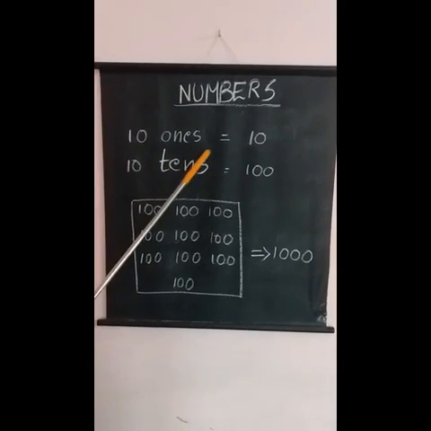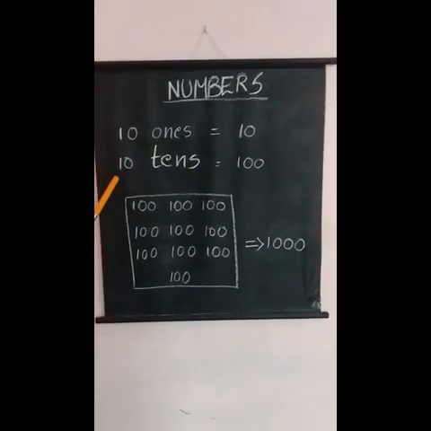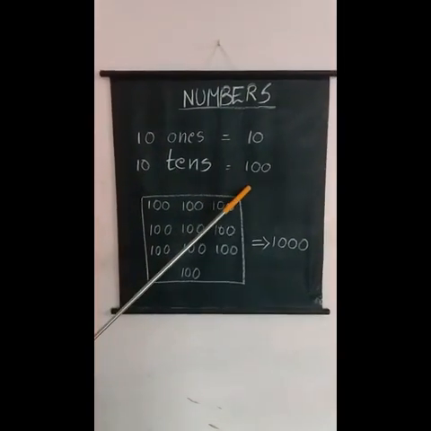Today we can start our first lesson, numbers. See, the decimal system works on the basis of grouping. That means grouping of ones, tens, hundreds, thousands, etc. Now let's recall the relationship between ones, tens, hundreds, etc. Okay? 10 ones equals 10, and 10 tens equals 100.